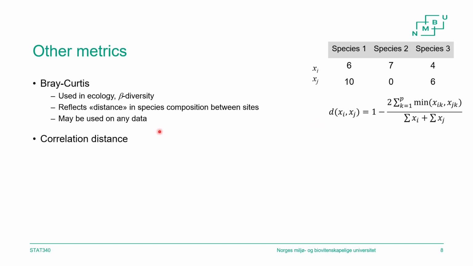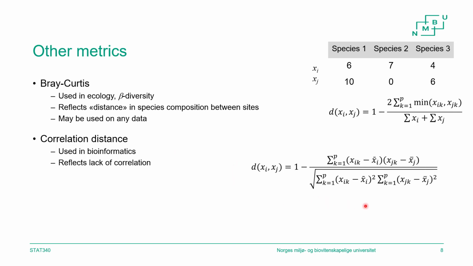Correlation distance is another one which is also used quite a lot, and especially in bioinformatics, I think. And this is just reflecting the lack of correlation. So if you look at the formula, it's horrible. But everything in this fraction here is simply the correlation between two rows. And then you take 1 minus this correlation.